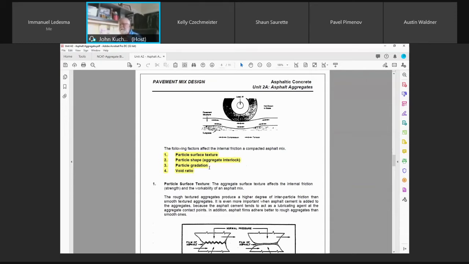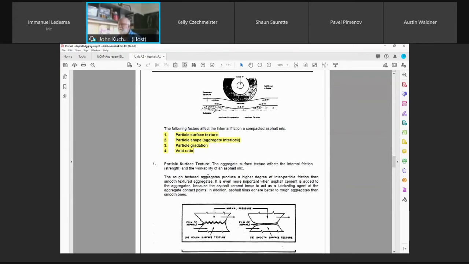Gradation, obviously, we have to have it. If you're not going to have a good, well-graded mix, you're not going to achieve compaction. You're not going to get those aggregates to move into one another. And void ratio, obviously, is going to be a function of how well we can compact it.